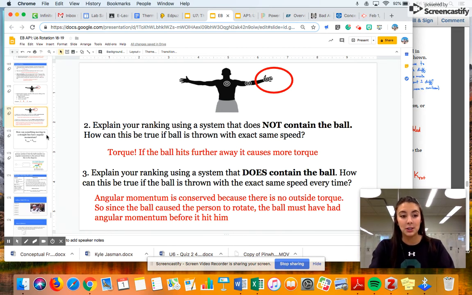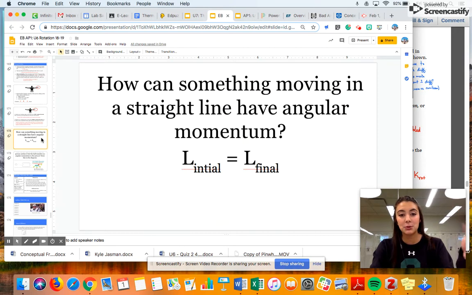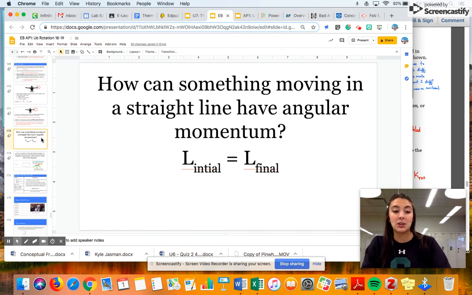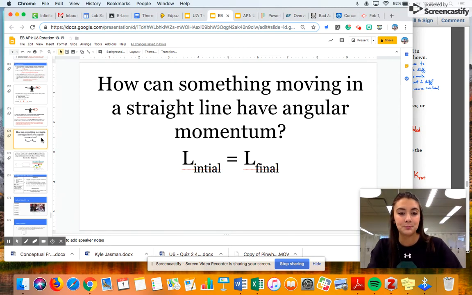So the question is, how can something moving in a straight line have angular momentum? Well, it's because in order for something to be conserved, and as long as there's no outside torque, which everything was in the system, then L initial has to be equal to L final. So it's kind of crazy that something that's moving in a straight line can have angular momentum.